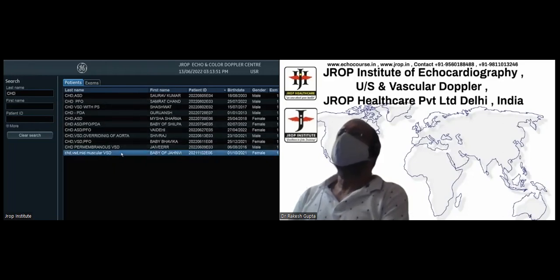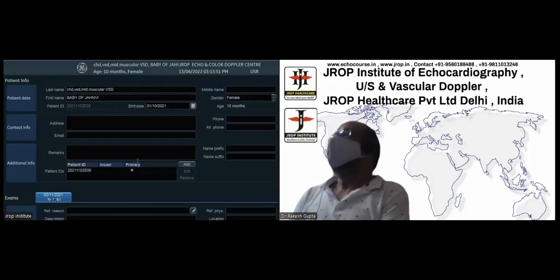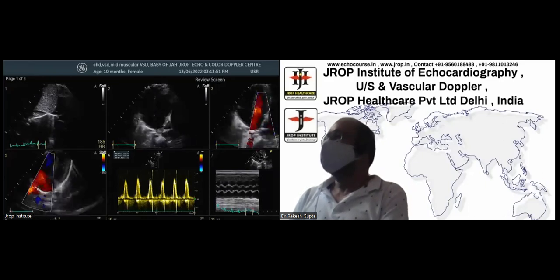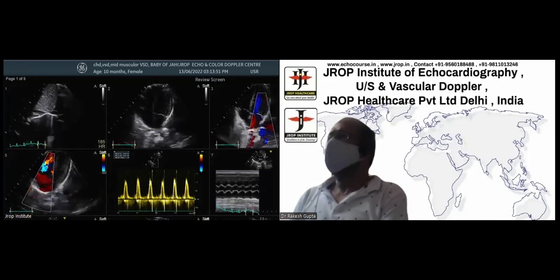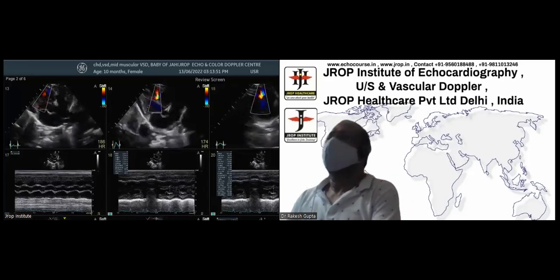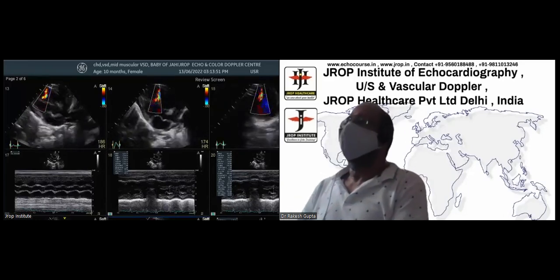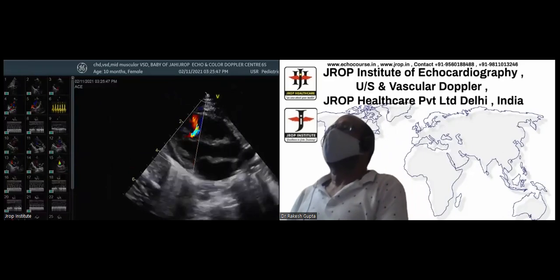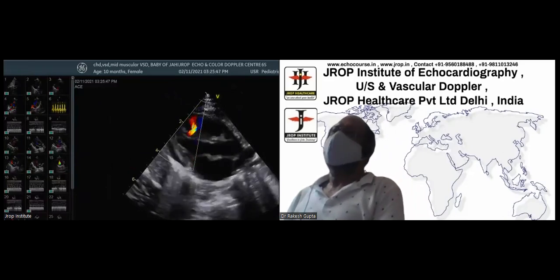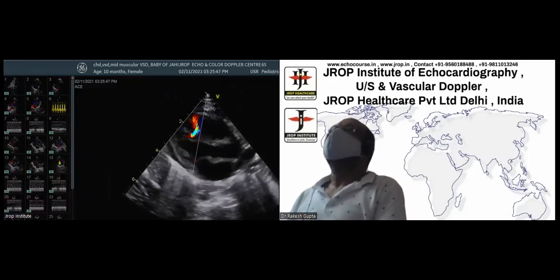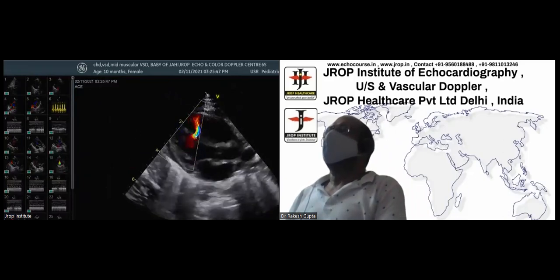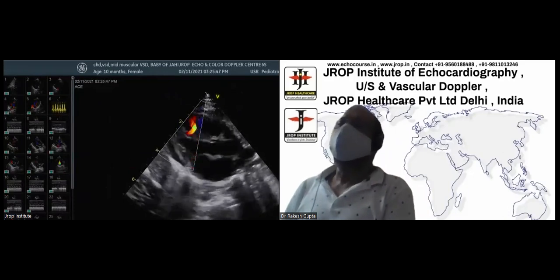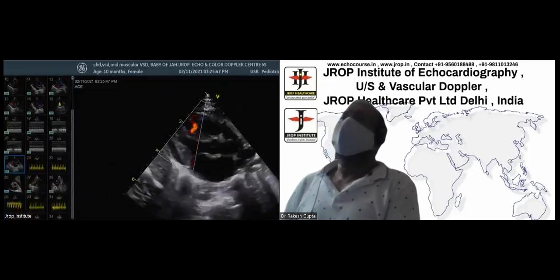Last, before we close. Tell me, where is the VSD? Here, a mid-muscular VSD, an apical muscular VSD. And this should be seen equally in the 4-chamber view.